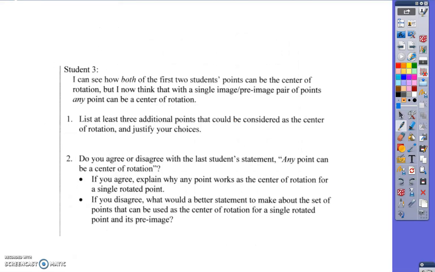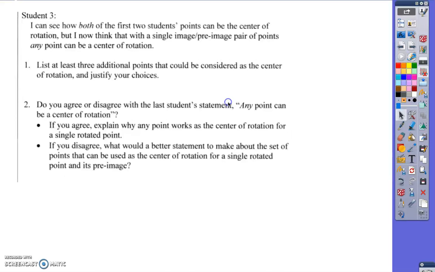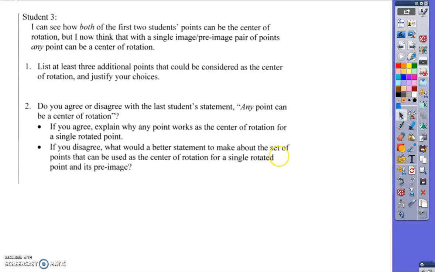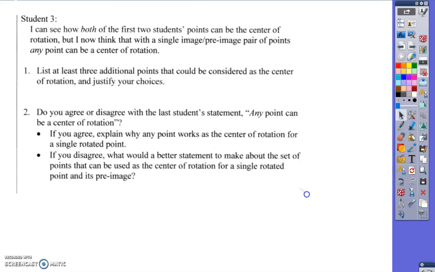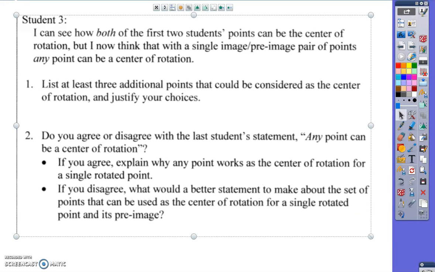I'm going to continue on. Student 3, another student, not one who created the puzzle, says, I can see how both of the first 2 students' points can be the center of rotation. But now I think that with a single image, pre-image pair of points, any point can be a center of rotation.